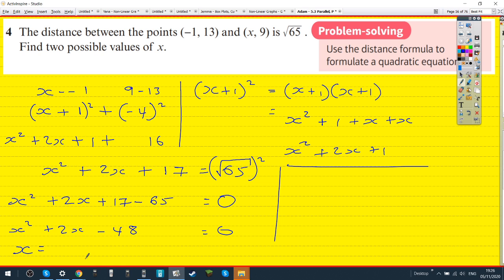So the first answer could be 6. And the second answer could be... wait. Yeah, the second answer can be minus 8. Okay. Yeah, that's possible. x can be positive or negative, just like that one. Grand. So you just do it as though you were doing it.